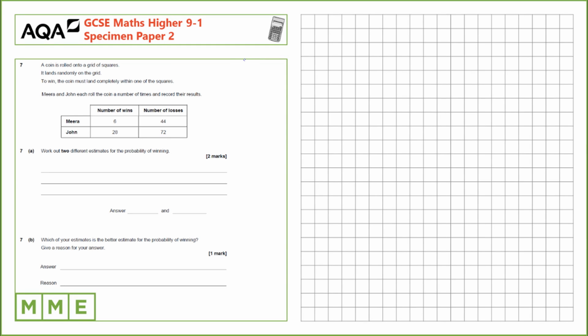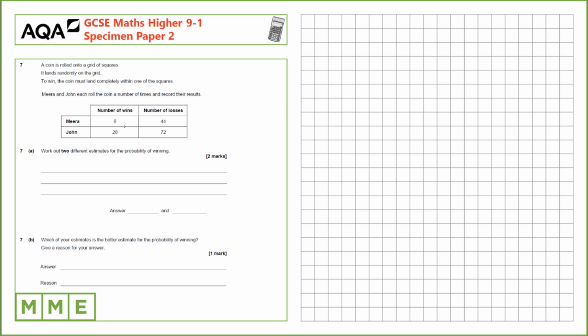Question 7. A coin is rolled onto a grid of squares. It lands randomly on the grid. To win, the coin must land completely within one of the squares. Mira and John each roll the coin a number of times and record their results as below. Work out 2 different estimates for the probability of winning.